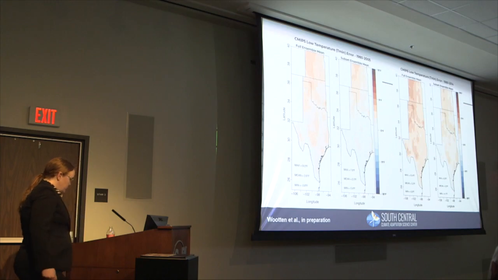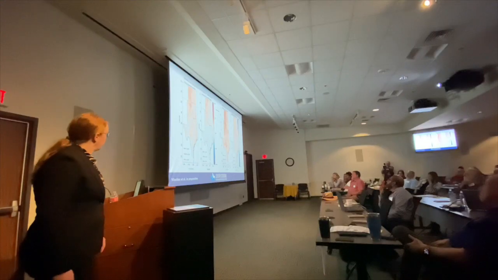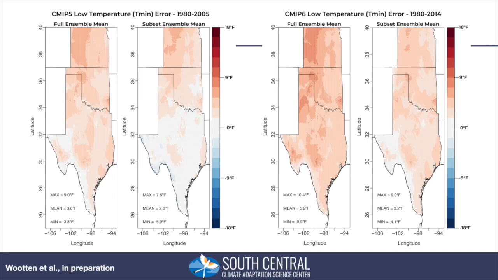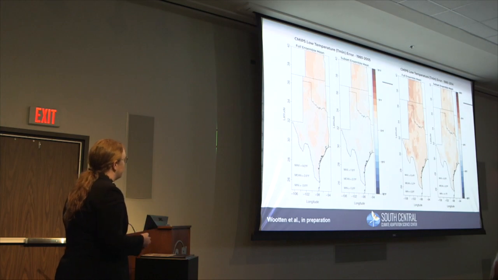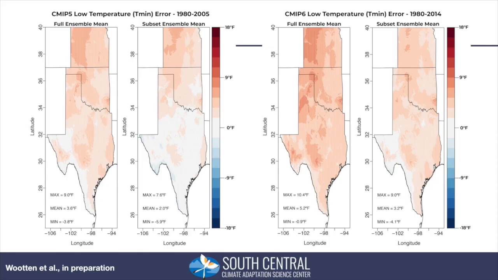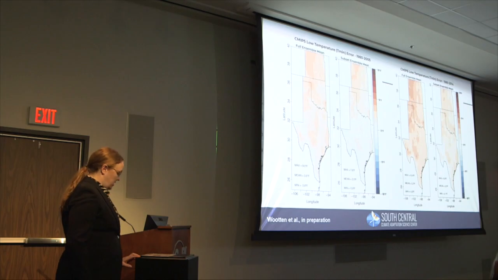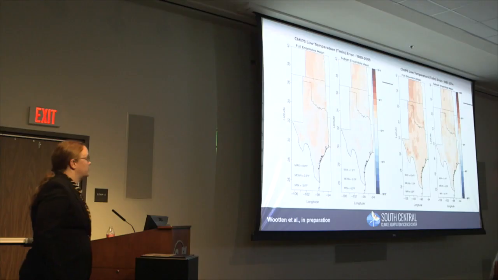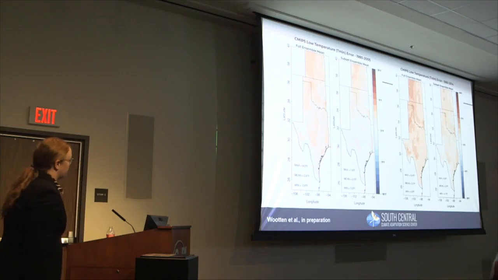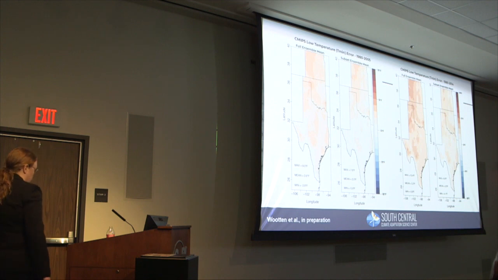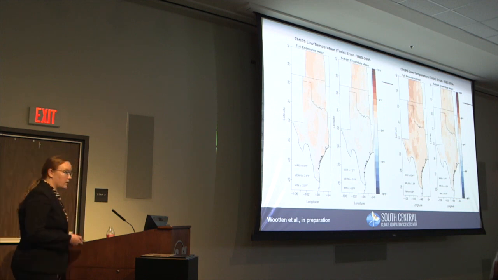The final one, low temperature, is very similar, but they have the opposite problem, particularly in the CMIP5 ensemble. This is wonderful to see this be reduced as much as it is just in the subset selection approach that we have done here for high and low temperature and precipitation.